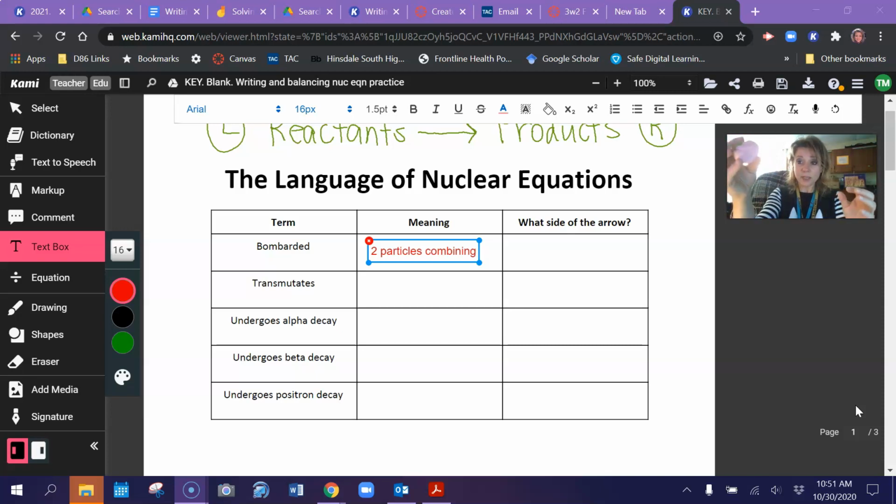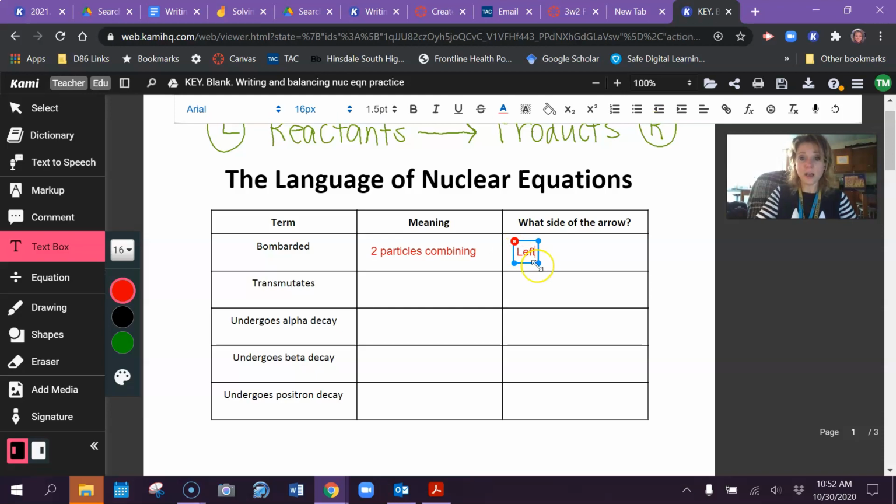But if you've got one thing that's combining with another thing, if you have my pink particle that is combining with my green particle, these two are reactants. So if one thing is being bombarded by something else, then they will be found on the reactant side, or the left side of the arrow, the reactant side.